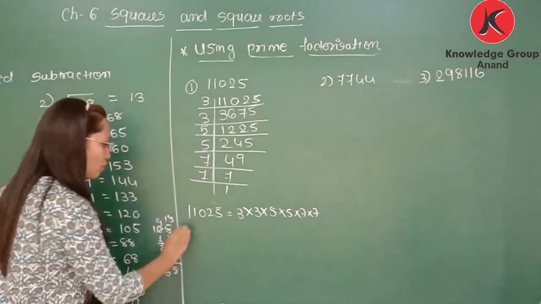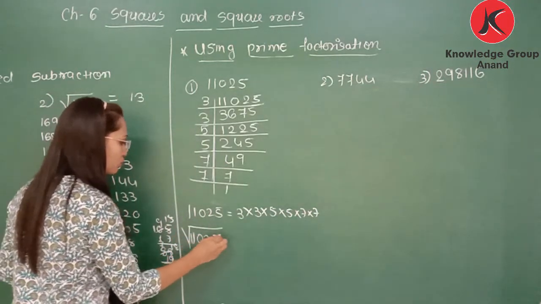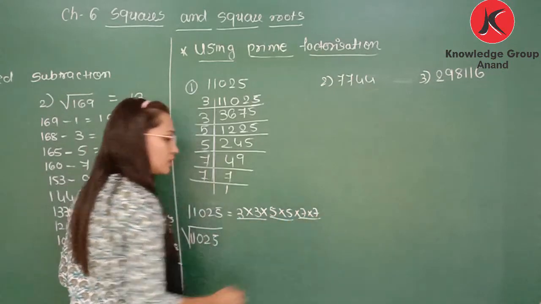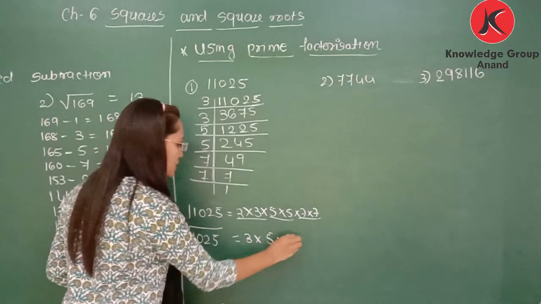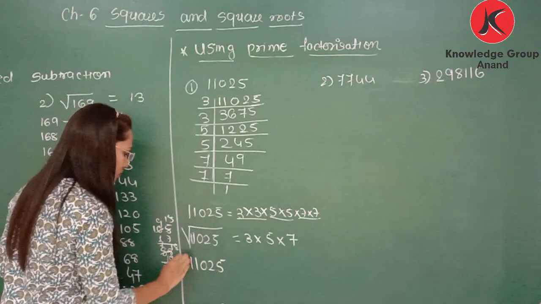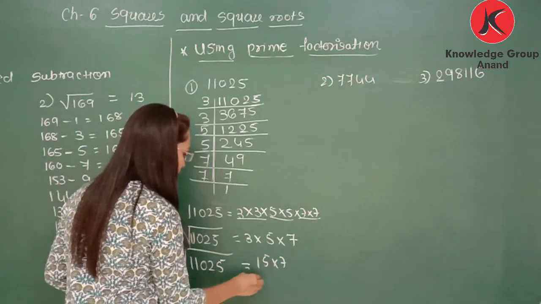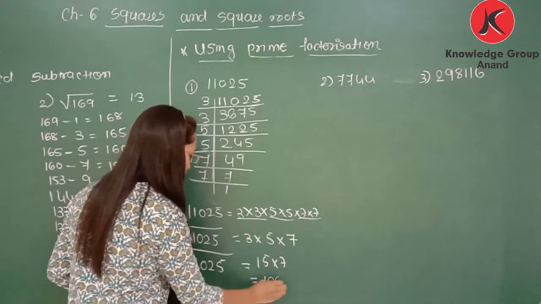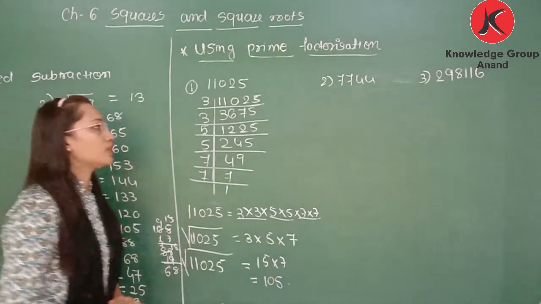Now to find the square root from each pair of 2, you need to write one digit. So here 3, 5 and 7. So the square root of 11,025 will be 3 times 5 times 7, which is 105. Clear?